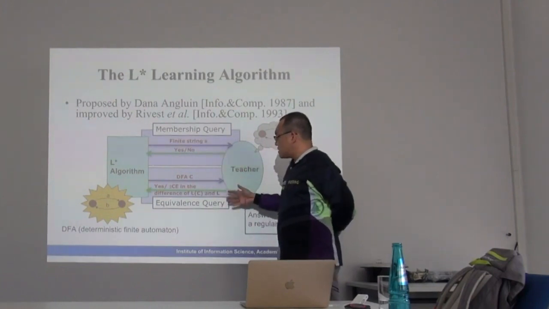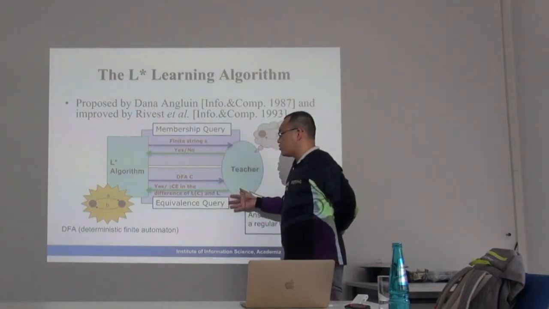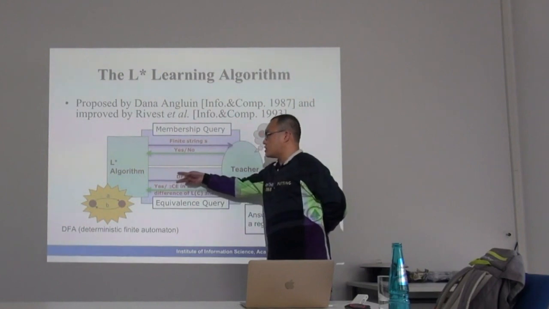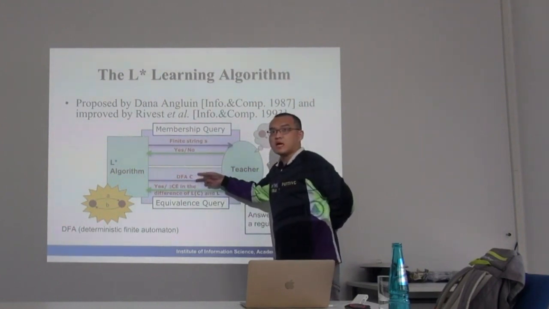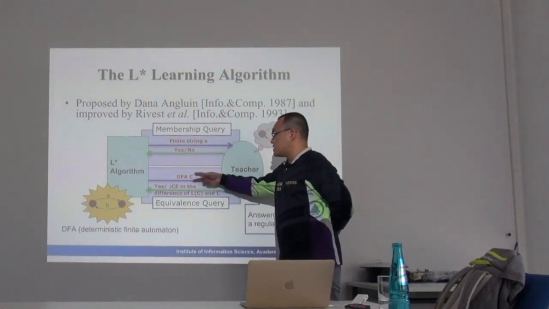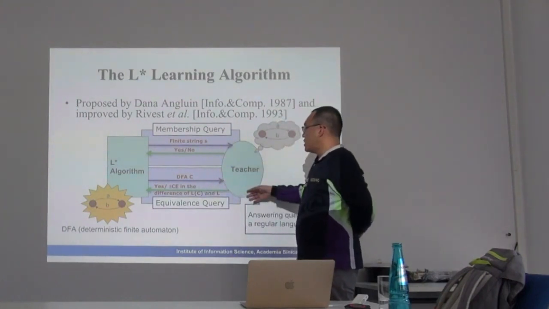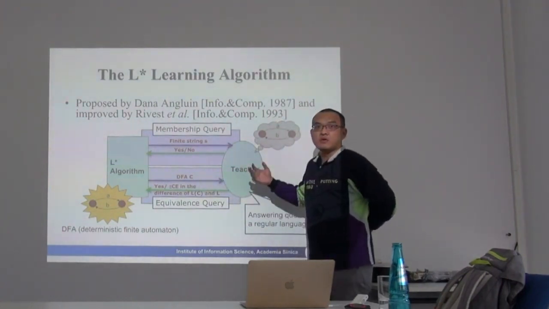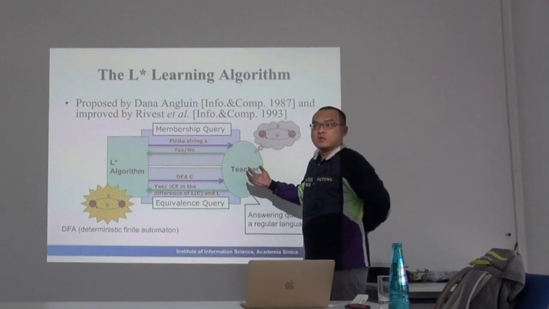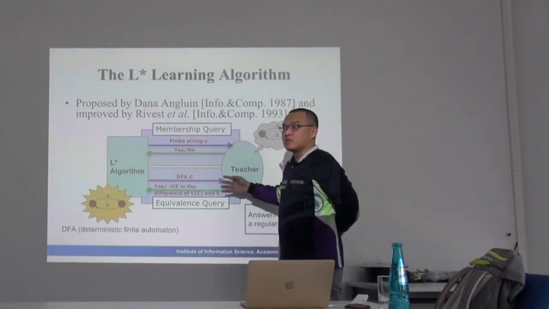And the teacher should also be able to answer an equivalence query: given a conjectured deterministic finite state automaton, whether the language of this automaton is equivalent to what the teacher has in mind, whether this is the correct model. This is a bit difficult to realize.